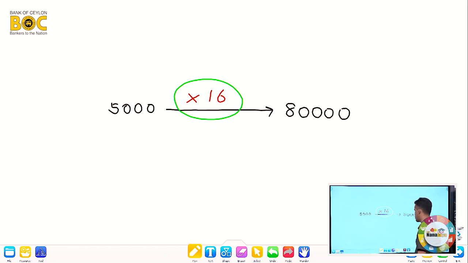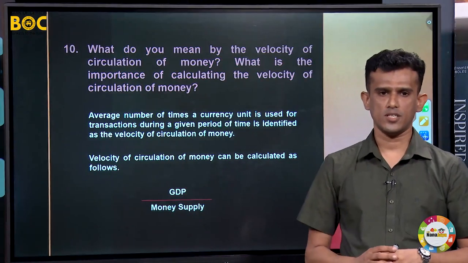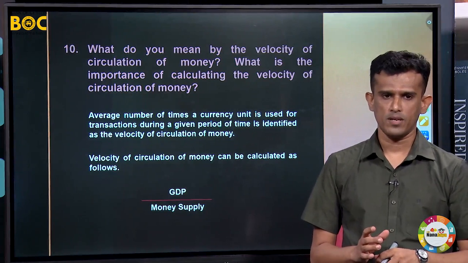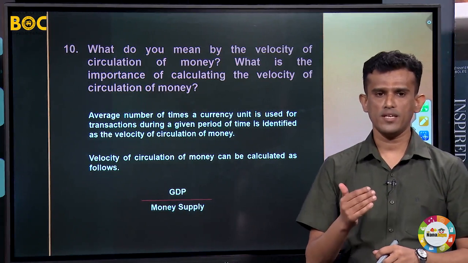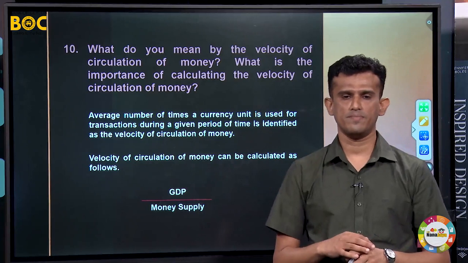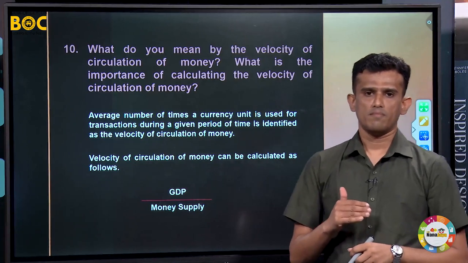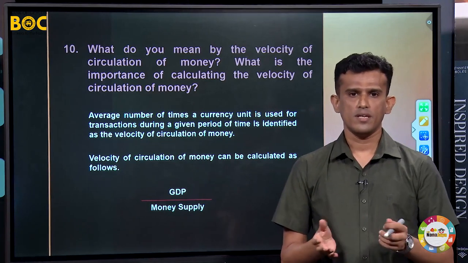So therefore, we use the general formula gross domestic product divided by the money supply of the country to calculate the velocity of circulation of money. Therefore, the velocity of circulation of money gives the average number of times a money unit is used for transactions during a given period of time.